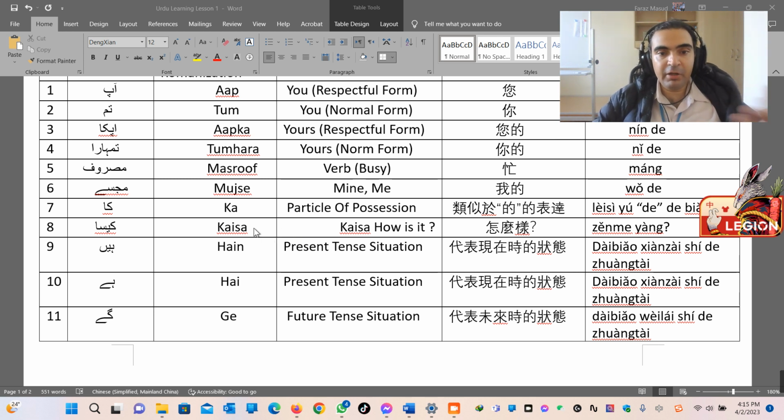So when it comes to the next word, we have kaisa, which means how is it, or in Chinese we say samaya. In Urdu we say it kaisa. It is also a question particle type of word or expression you can say. Then we have three particular expressions: hai, hai, and ge. These kind of expressions are usually used to show different kind of situation depending on what kind of tense or form of tense is used. Like we have hai and hai for present tense in both situations, and ge for future tense situation. In Chinese we say it like the present tense is 现在式的状况或者现在式的状态, and when it comes to future tense situation in Chinese we say it like 未来式的状况或者未来式的状态.